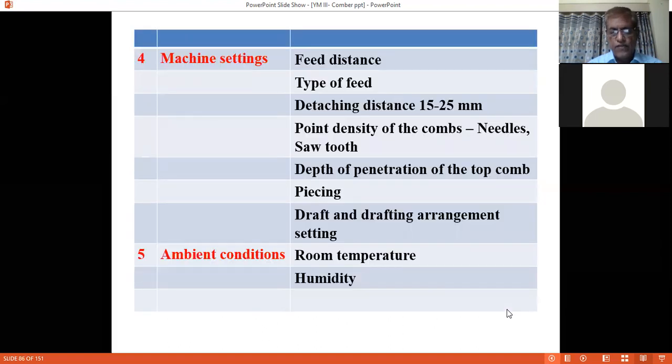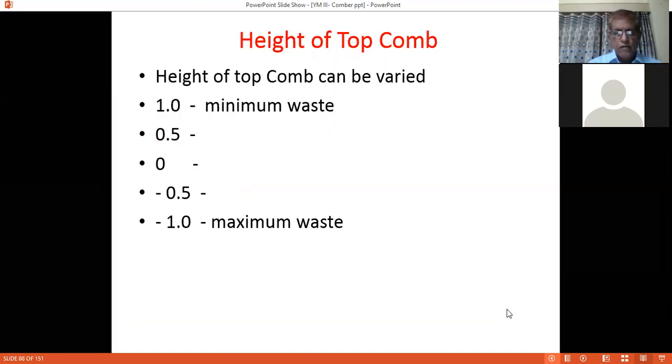Next is depth of penetration of the top comb. Depth of penetration of top comb can be varied by 5 levels. We have already studied this in comber settings also. And we know that there are 5 options: 1, 0.5, 0, minus 0.5 and minus 1. So we must remember that we can extract maximum waste, maximum noil in the -1 setting. So minimum waste we can extract with the 1 setting.